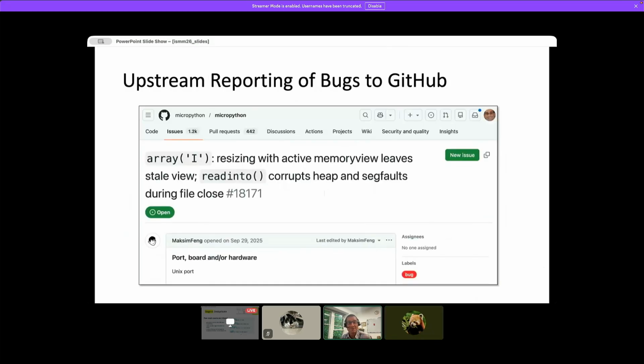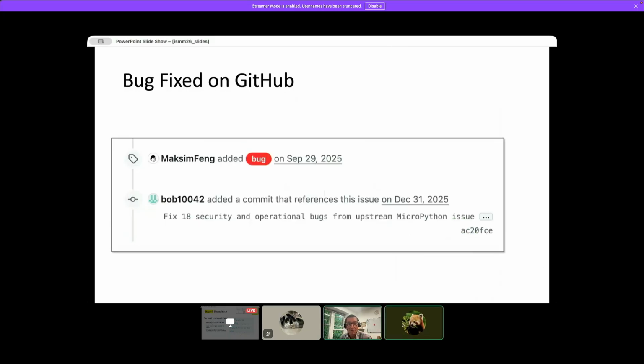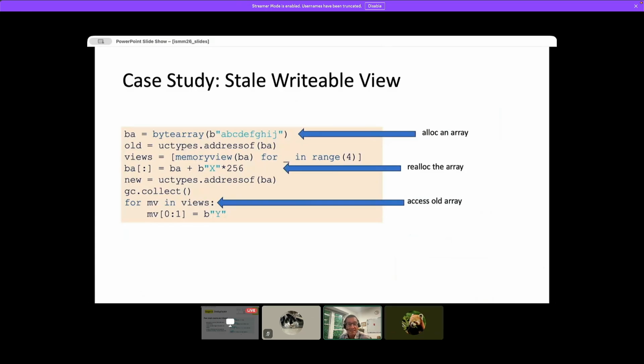We reported some bugs to upstream MicroPython on GitHub. Here's one of the bug reports that Kai made. This bug report was monitored and fixed in the open source project, MicroPython on GitHub. Interestingly, we used an LLM to identify the bug, and Bob 10,042 used an LLM to fix the bug. But there we go. Here are just a few examples of the kinds of programs that we synthesized which caused problems.